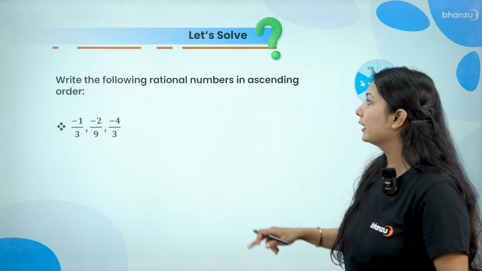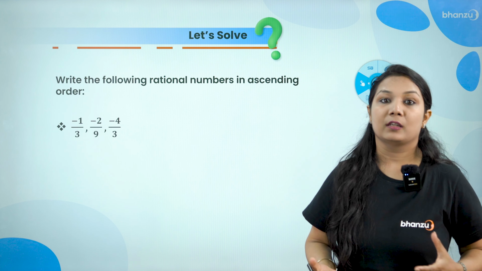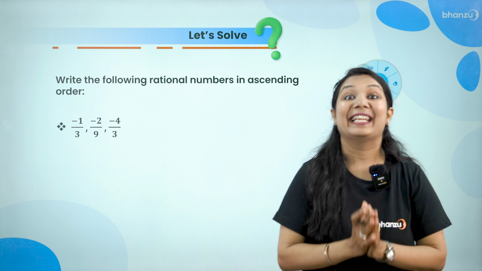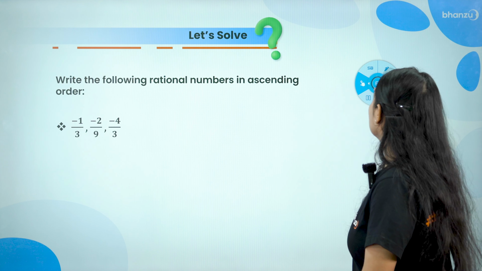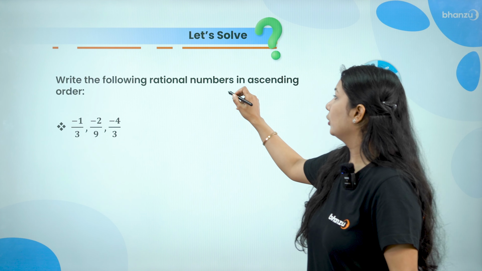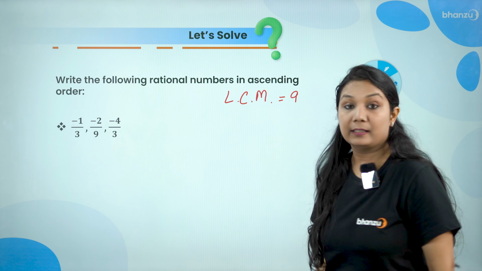So moving ahead to the next question for the day: write the following rational numbers in ascending order. So what is ascending order? Where we arrange the numbers from smaller to bigger, right? The denominators are not the same, so first of all, your job is to find out the LCM. The LCM in this case is 9, right?